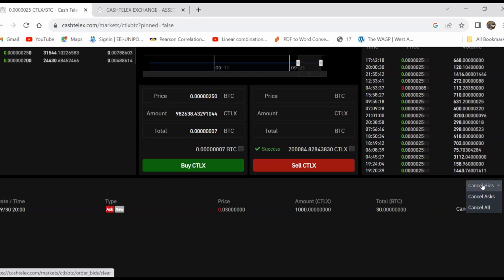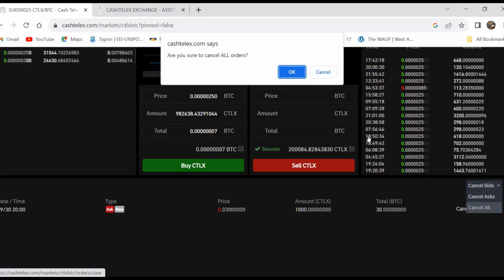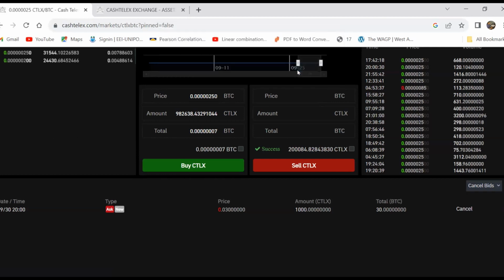So you go to cancel, then cancel all. It will now send a prompt to you like, okay, are you sure you want to cancel all orders? You say, okay. Automatically you see the trade has disappeared, and it's showing me that I have no open orders. So that is how you do buying and selling of CTLX using, don't forget, you are using what? Bitcoin. The only cryptocurrency or the only coins that we are using for now as a form of trade with CashTelex is Bitcoin for now.